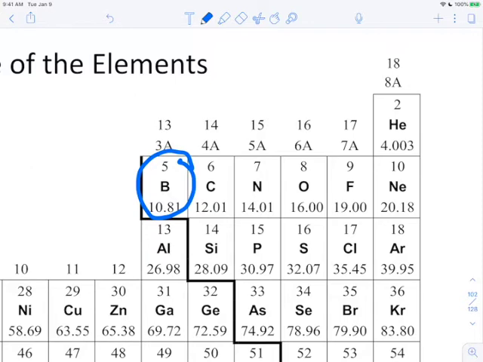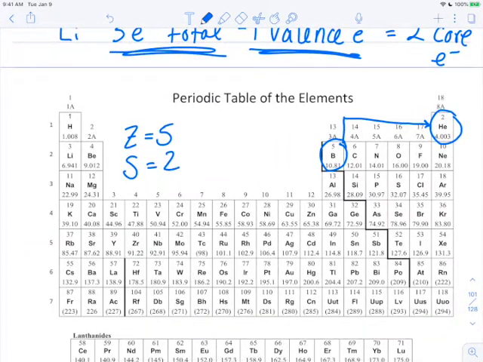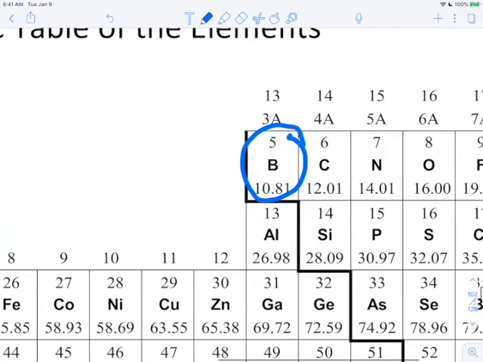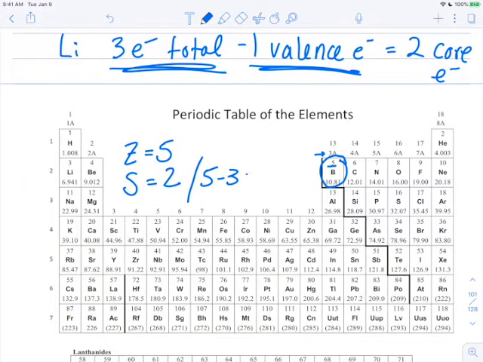So first, let's use the method of the noble gas. If I go up and I go to the right, how many electrons does helium have? 2. So based on our noble gas configuration, we should have 2 core electrons, but let's take a look at the other method. So the other method that we looked at, the total electrons, and the total electrons are 5. Valence electrons right above here are 3. So the other method was 5 minus 3 equals 2. So I saw a few of you talking about 3 in there. Any questions why it's 2, not 3?